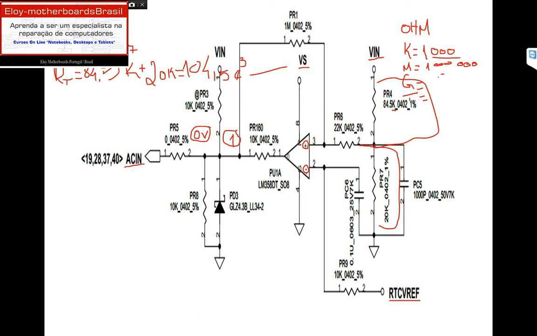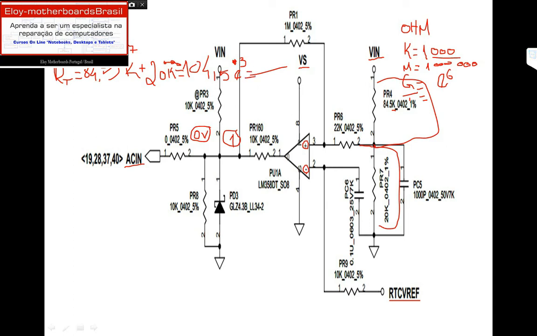Exponential 6 means 6 zeros: 1 2 3 4 5 6. This exponential 3 right here means 3 zeros. If it was minus 3, then the zeros would be on the other side, but it's not negative, this is 3.